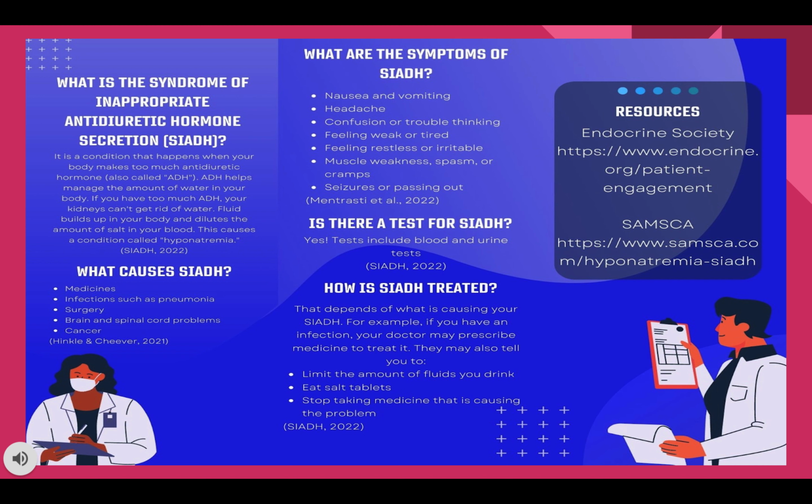The website for the Endocrine Society provides information on advancements in treatments of SIADH. SAMSCA is a website about the medication tolvaptan, which is a treatment option for SIADH, and additional information on hyponatremia is provided.